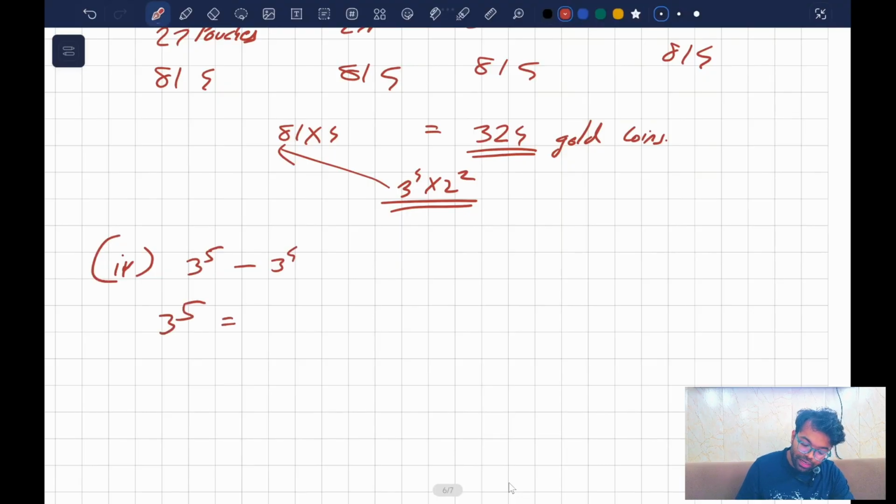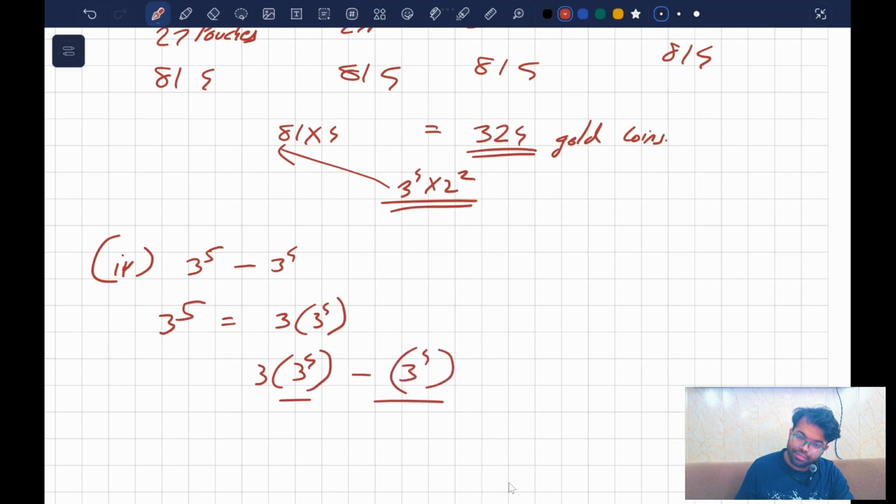3 to the power of 5 can be written as 3 into 3 to the power of 4, right? Same thing. So 3 into 3 to the power of 4 minus 3 to the power of 4. इन दोनों में क्या कॉमन है? So can I take the 3 to the power 4 out? 3 minus 1. So what will I get?